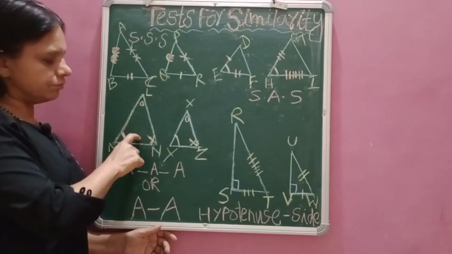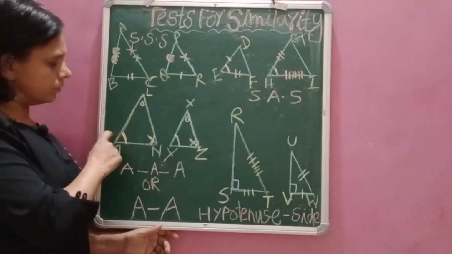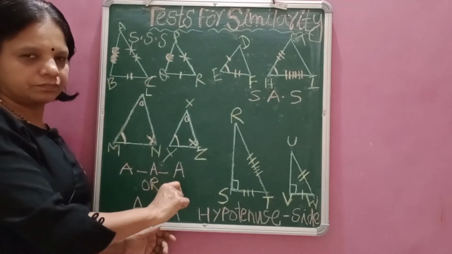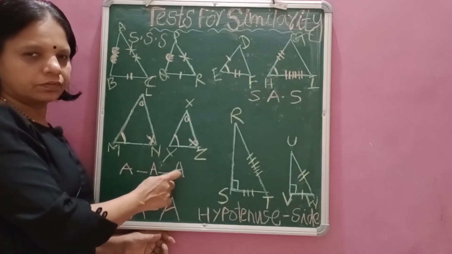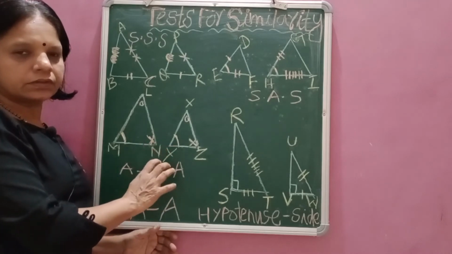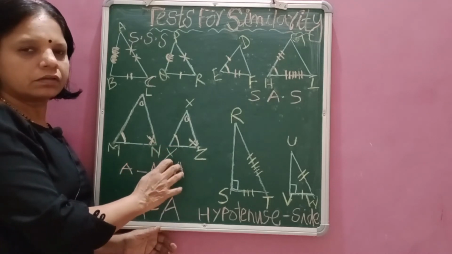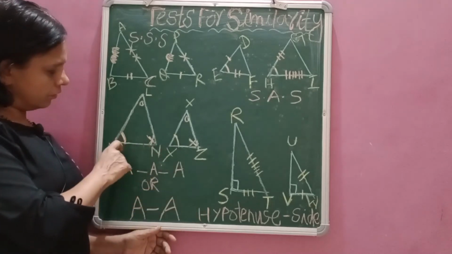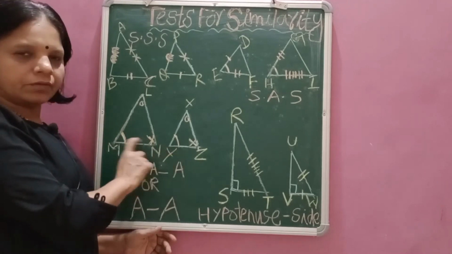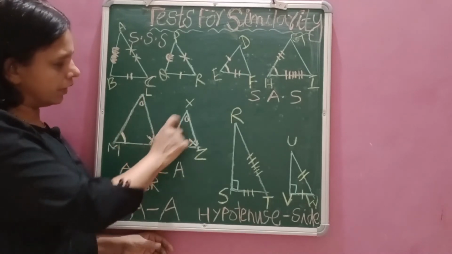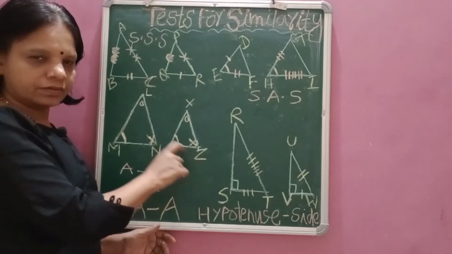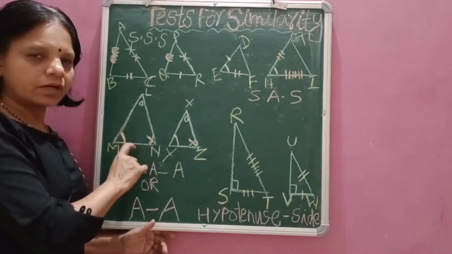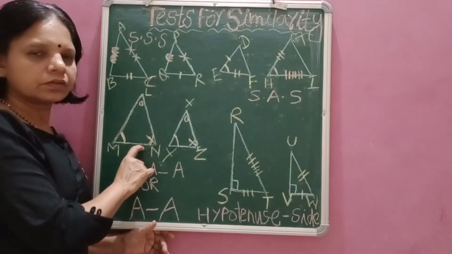Now comes the next figure. Here you can see that no marks are there on the sides. We are not testing the sides, only angles. What is the relation between the angles? The corresponding angles are congruent. So here, according to the identical marks for both the triangles LMN and XYZ, it is observed that all the pairs of corresponding angles are equal.